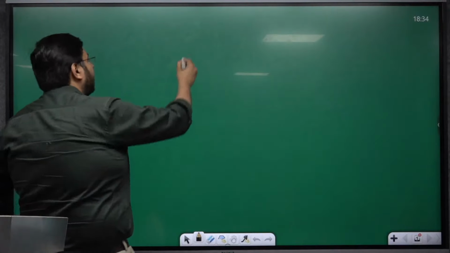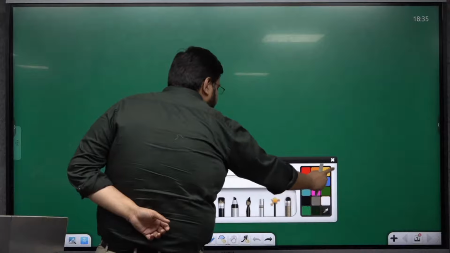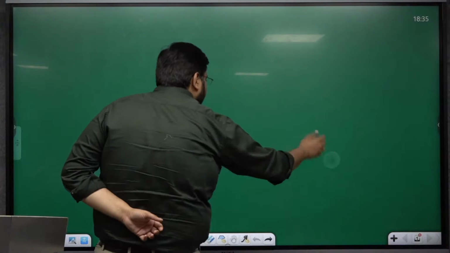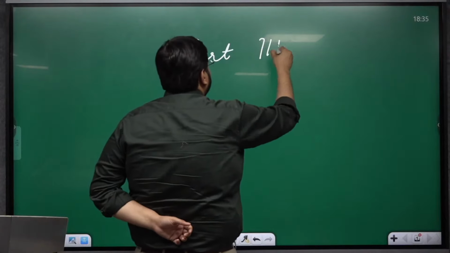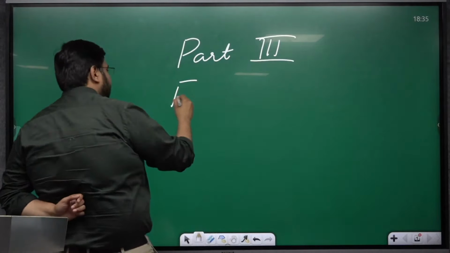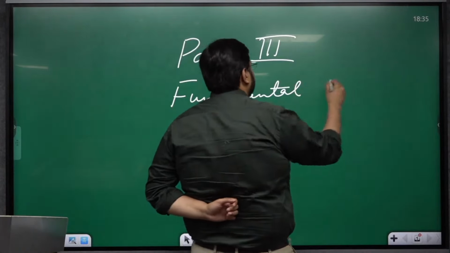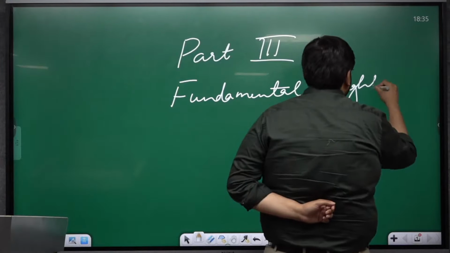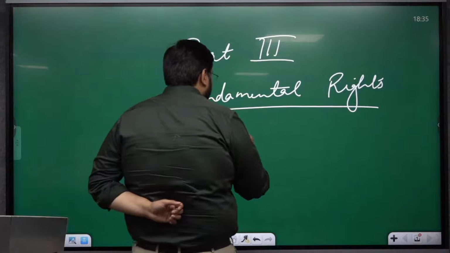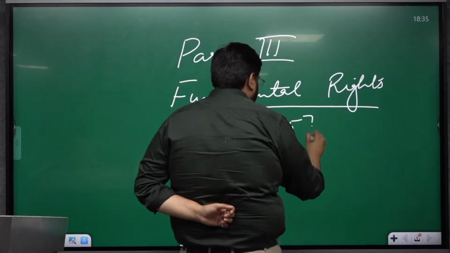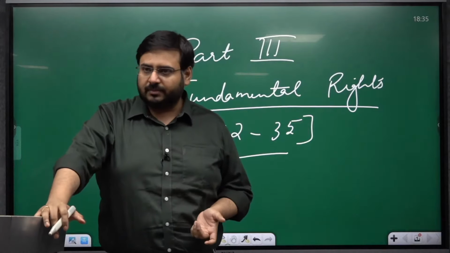Now we will be beginning with part 3 of the Constitution. What does it deal with? Part 3 deals with fundamental rights, Articles 12 to 35. Now the questions in prelims are becoming conceptual.